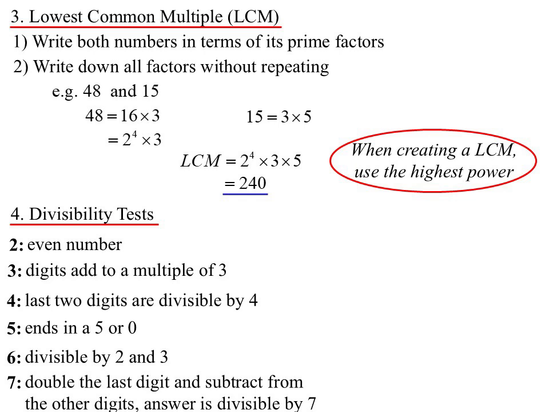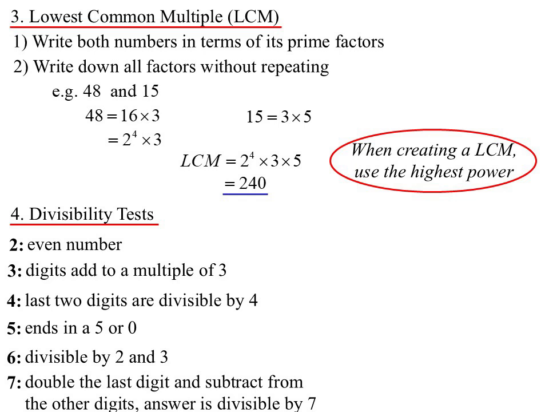2786, so we're saying double the last digit. Well, that would be 12. Subtract it from the other digits. 278 minus 12. 8 minus 2 is 6. So I now have 266. Is that divisible by 7? Oh, hang on, let's do it again. 6 times 2 is 12. Subtract it from the other digits, 26. There we go. We got it down to 14. 14 is divisible by 7, so we're okay. The whole thing is divisible by 7.